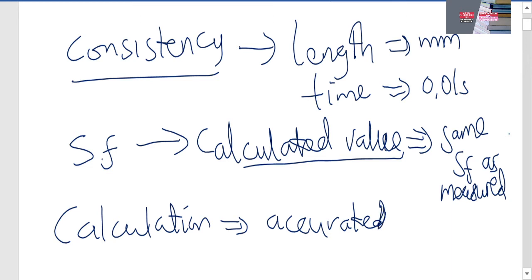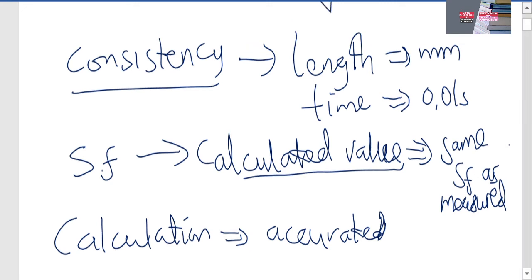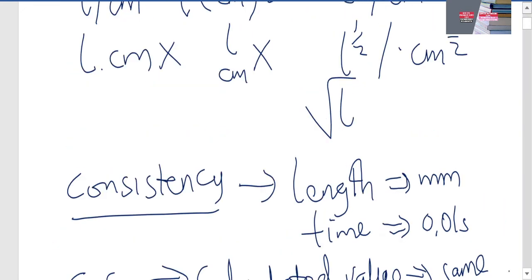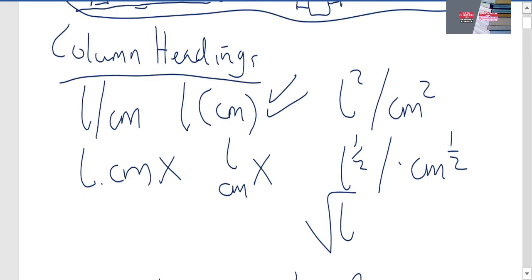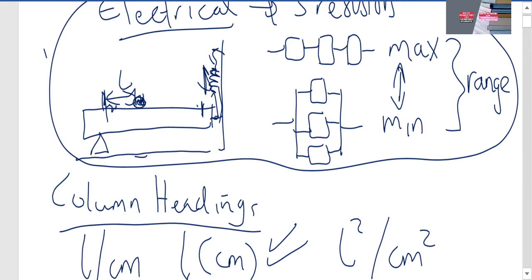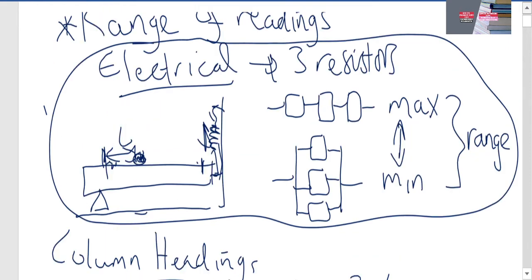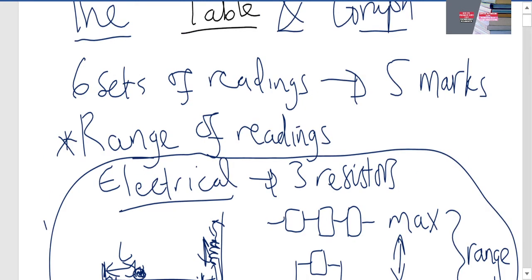Going back to what we have just talked about, we have these marks. We have 6 sets of readings, right? Then after 6 sets of readings, we have the range, which is important, so make sure that you follow that. And then after the range, you've got column headings. Column headings must be done well.